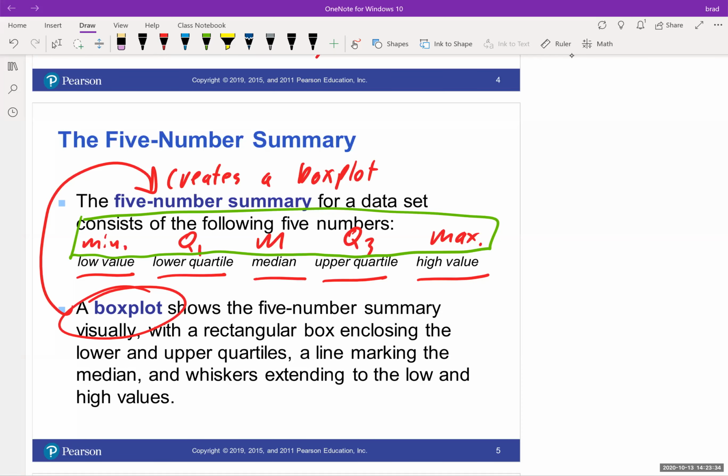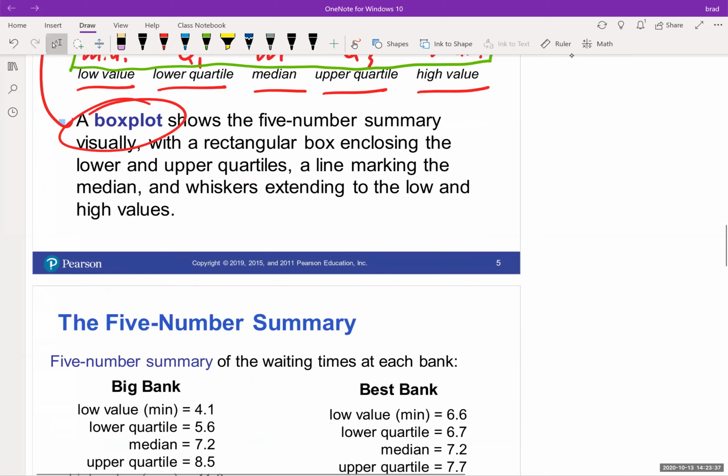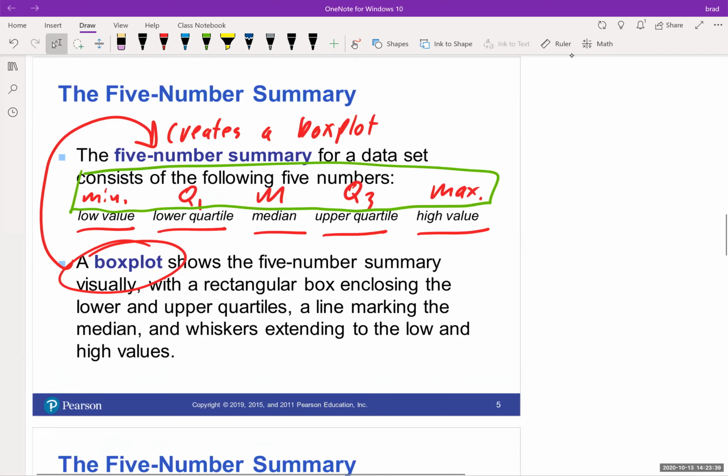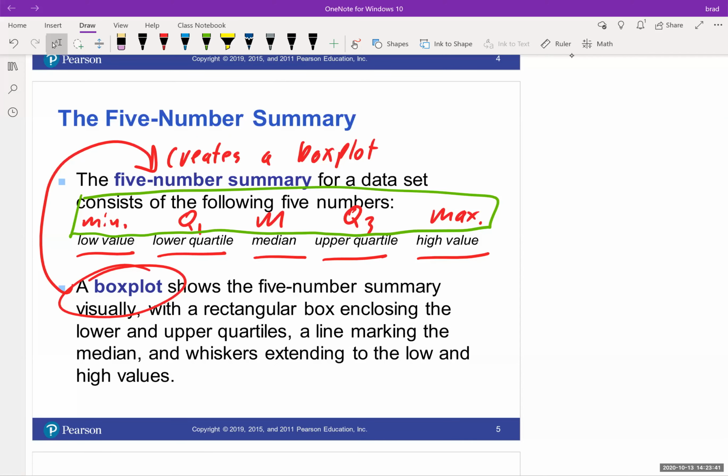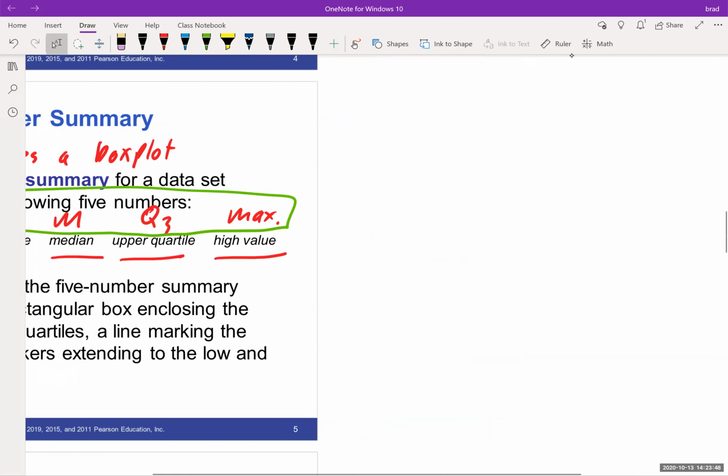Okay, and I'm going to show you how to do that. So before we move on, we're going to build our own box plot, okay, from scratch. All right, so let's get some data. Okay, so suppose we have this data over here, okay?